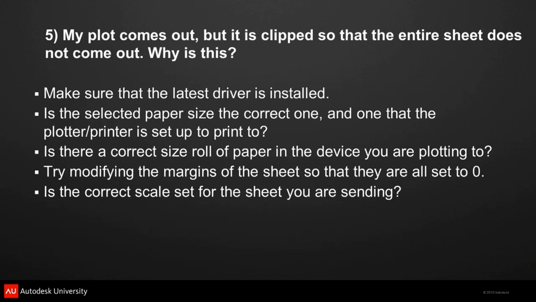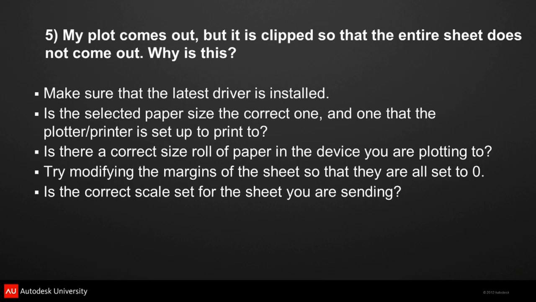My plot comes out, but it's clipped so that the entire sheet does not come out. So sometimes we'll see this too, where the plot comes out, it gets halfway through, and then cuts off. It doesn't complete for you. Again, drivers are the first thing to look at. Some other things: is the selected paper size the correct one? If you have sent a sheet to a plotter and that page size is not available, or maybe again someone changed the roll on you and that sheet's not there, the plotter may get confused and try to plot it out and then realize that something's not right and just cut it off. So always make sure you have the correct paper size selected or that the correct roll is in there.